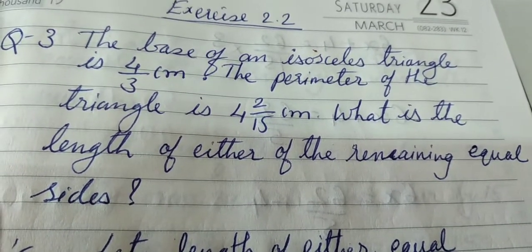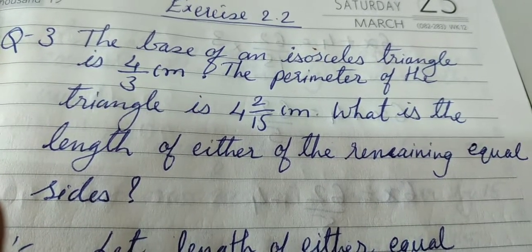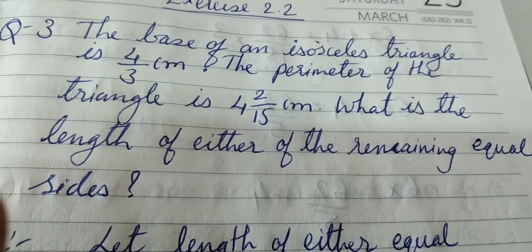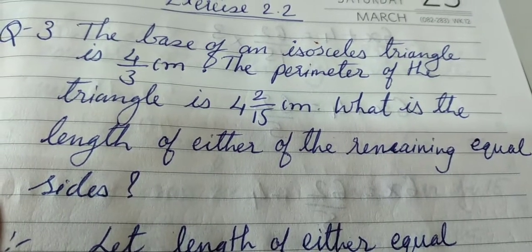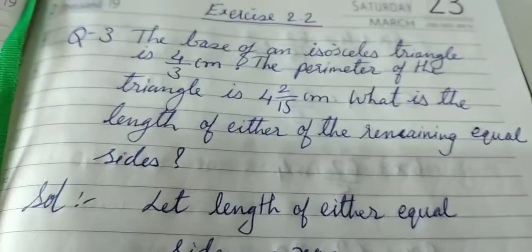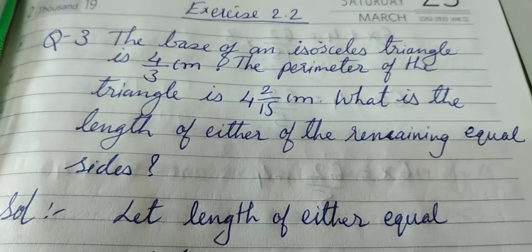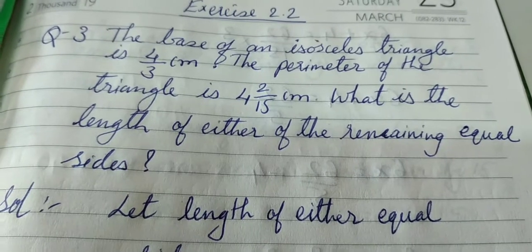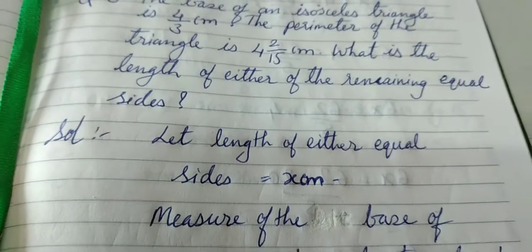An isosceles triangle is that triangle which has two sides of the same measure. Okay? Out of the three sides, two sides are of equal measurement and one of the sides given to you is 4 by 3 centimeter. Perimeter is given to you. Perimeter means the sum of the measure of the three sides of the given triangle, that is 4 integer 2 by 15, and we have to find out the remaining sides' measurement.